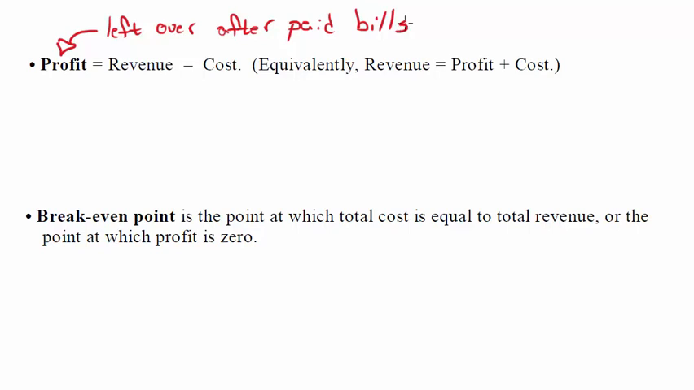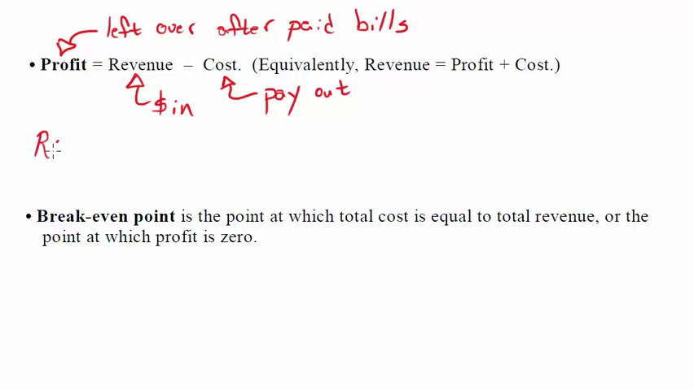Okay, so profit is revenue, this is the money coming in, minus cost, what I need to pay out. So in the example of our cheesecakes here, we had revenue of $10 per cheesecake, and our cost here was $500 plus $5 per cheesecake.